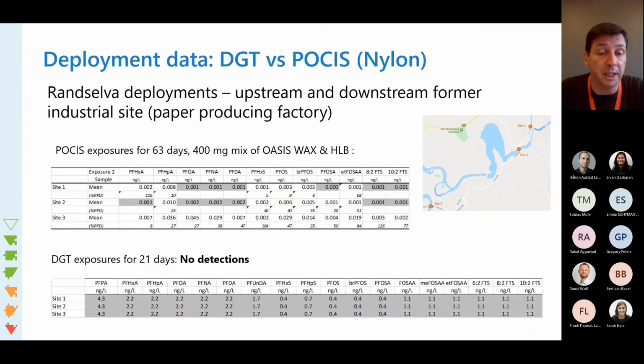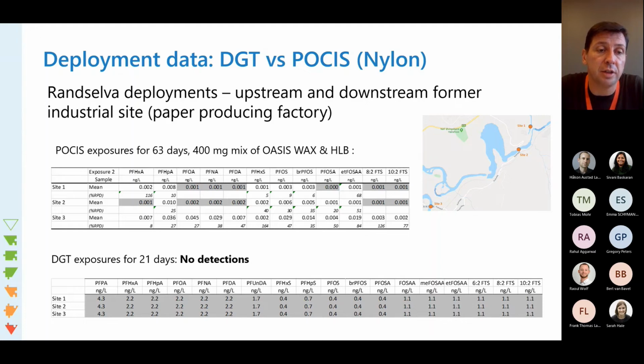And actually, here is some data to exemplify that. We had a deployment of some DGTs for PFAS over 21 days at 3 sites upstream and downstream of this paper factory in the Arnselva. And we see that with the DGT, in gray here, it's below limits of detection, so we didn't detect anything. Our limits of detection, or actually quantification here, are in nanogram per liter, and they're very similar to the modeling we showed just before.